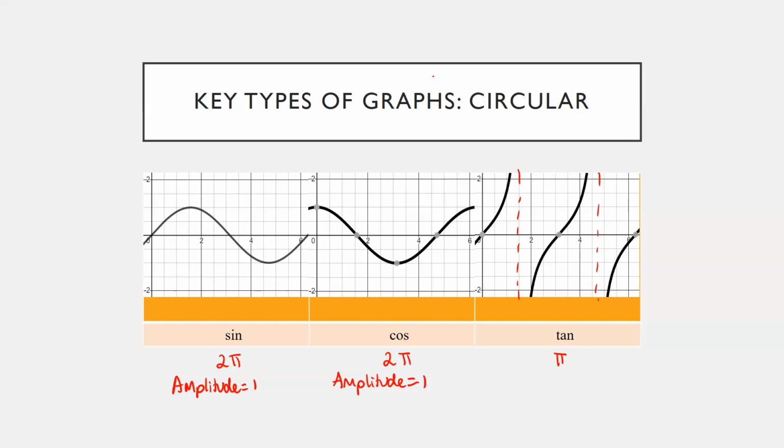The asymptotes occur whenever cos of the angle is equal to 0. Remember that tan of an angle is equal to sine of an angle divided by cos of the angle. So if cos of the angle is 0, then tan of the angle doesn't exist.